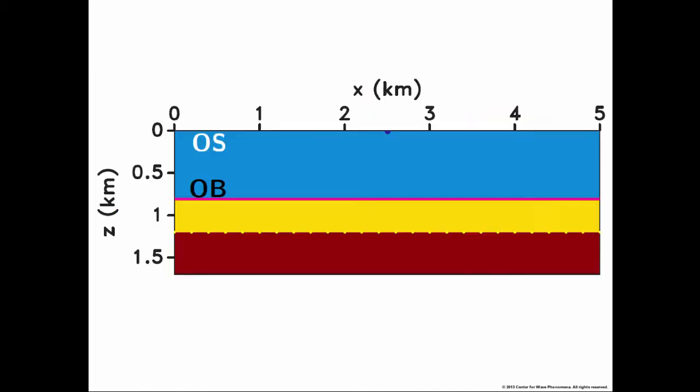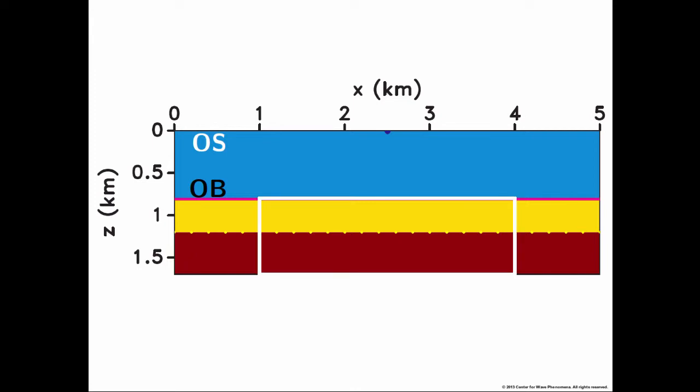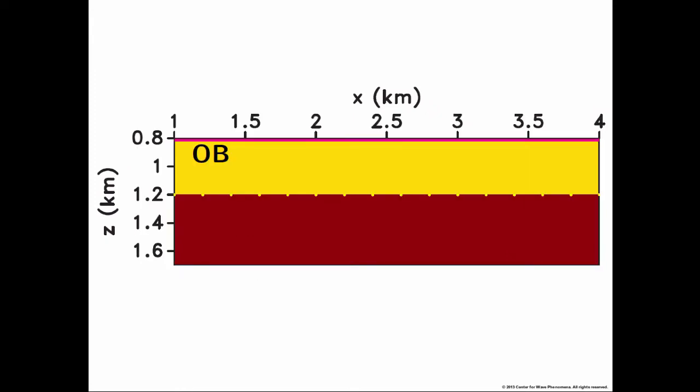So this is our model. Because we assume that we know where the ocean bottom is, if we have any artifacts in the water layer, we can just mute them because we know there will be no reflectors in the water layer. And in the following, I will just show the image in the white box.